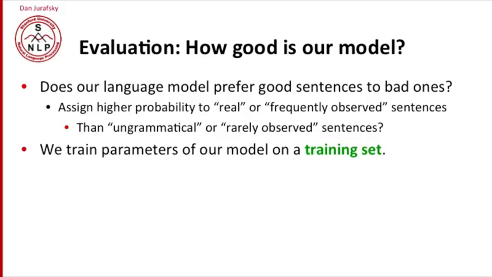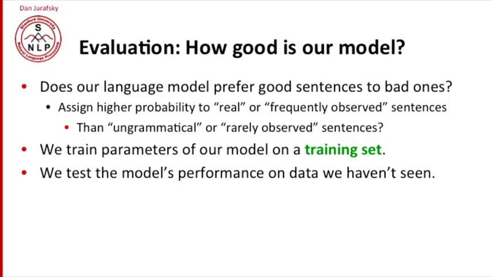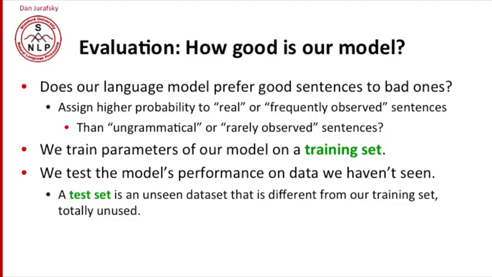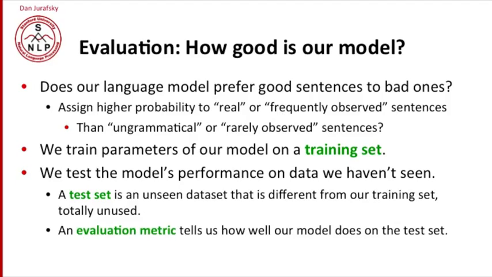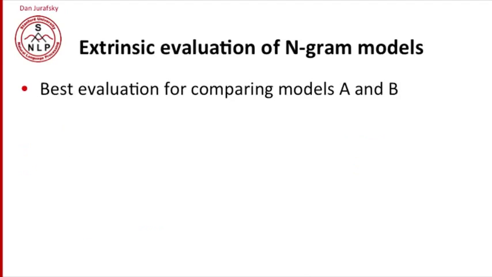Now we train the parameters of a language model on a training set. And we test the model's performance on data that we haven't seen. So we have some training data and some unseen data. This unseen data is called a test set, and we want it to be something that's not the same as our training set, totally unused, we've never looked at it before, and that will be a fair evaluation of our model. And then we'll need an evaluation metric that tells you how well your model does on this unseen test set. So what are these evaluation models?